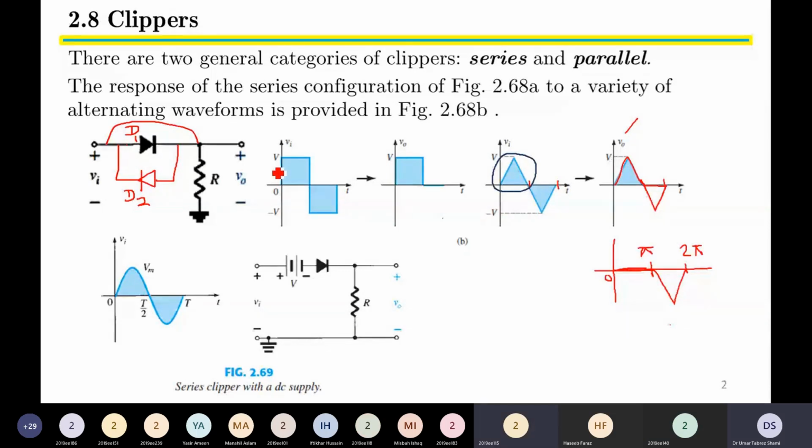Okay, sir. So, sir, what will be the output of that? The output will be as shown in this diagram. This is the output.